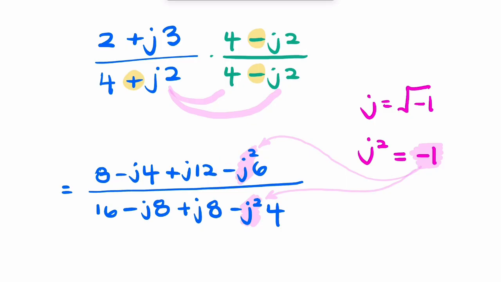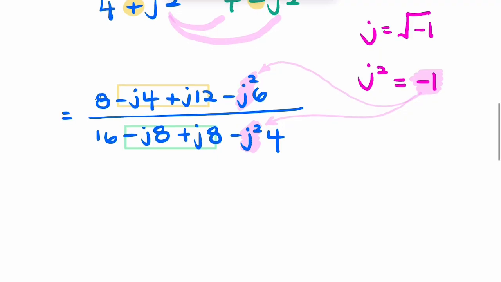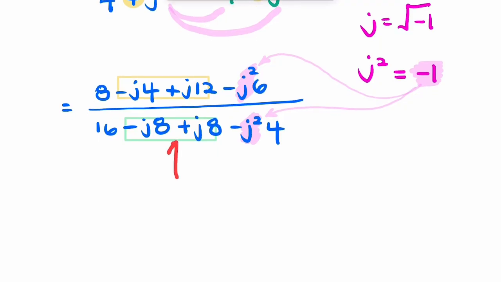We can also combine these like terms. These add together, and these add together. But the special thing to note about the denominator is that these cancel out to 0. And that's exactly what we wanted. We wanted the denominator to be real. So when these cancel out, as you'll see, we'll end up with a real denominator.